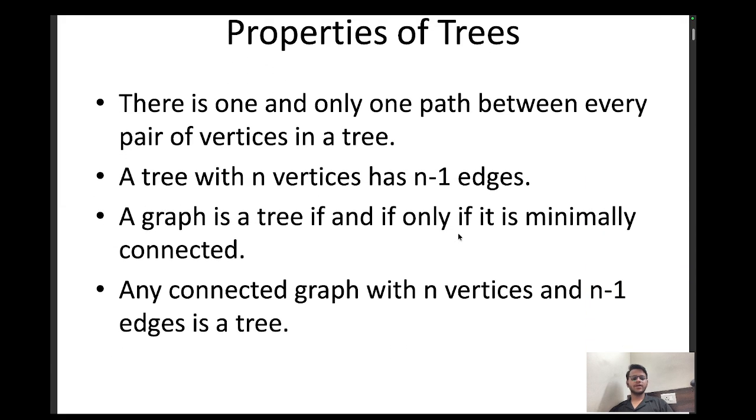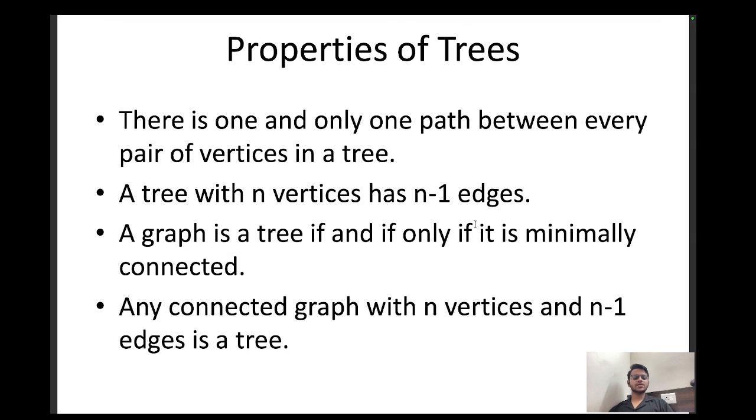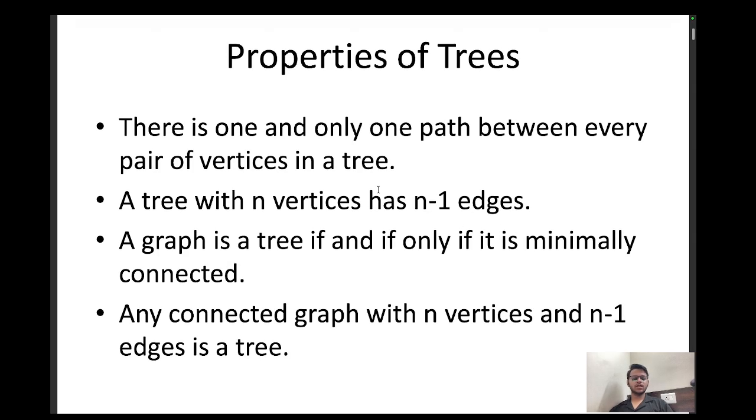So now let us see the properties of trees. There is one and only one path between every pair of vertices in a tree. A tree with n vertices has n minus 1 edges. So let us now discuss these 2 points.